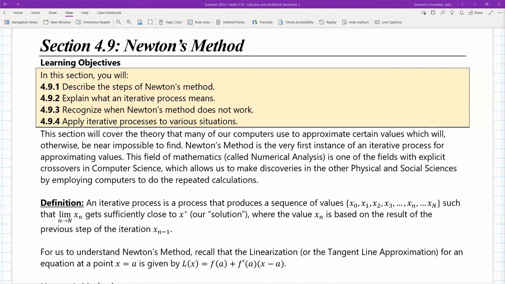Hello, everyone. This is the lecture for section 4.9, Newton's method. So this is, again, one of the applications for a derivative. And this one, like it states here in the notes, has a really good crossover into computer science, okay? This is one of the main methods that we use to approximate values that we don't know.